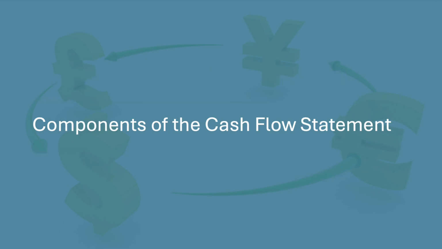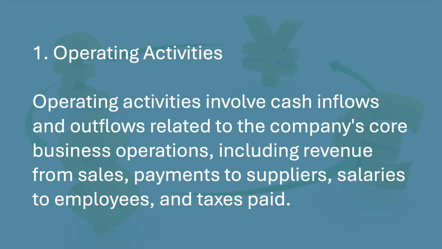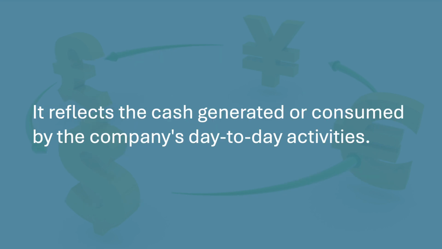Components of the cash flow statement. 1. Operating activities. Operating activities involve cash inflows and outflows related to the company's core business operations, including revenue from sales, payments to suppliers, salaries to employees, and taxes paid. It reflects the cash generated or consumed by the company's day-to-day activities.